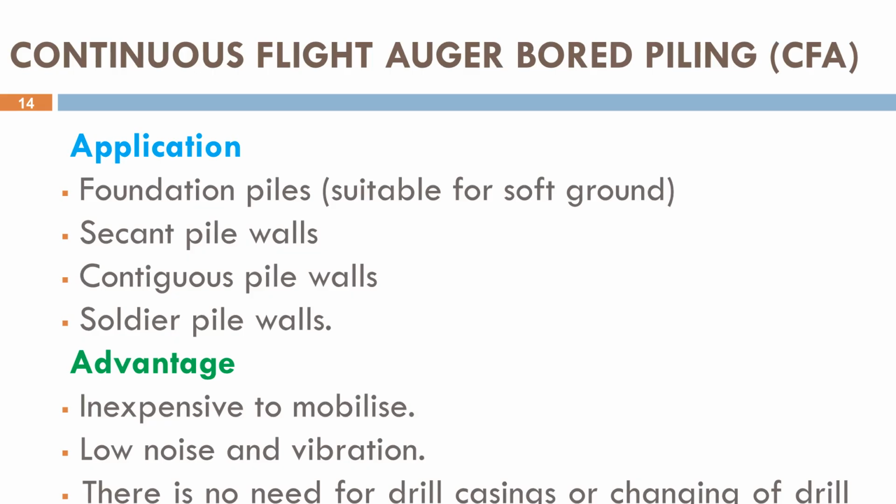CFA piles are mainly used for foundation piles in soft ground, and for secant pile walls, contiguous pile walls, and soldier pile walls used in excavation support. One major advantage is that no drill casing is required, reducing both equipment and construction time. Another advantage is that the entire drilling operation is completed without changing drilling tools, increasing productivity. Since there is very little vibration and noise, CFA piling is suitable for projects located in urban areas.